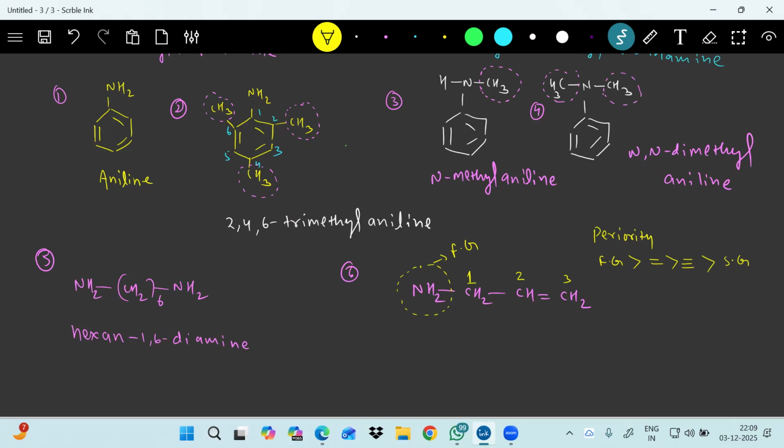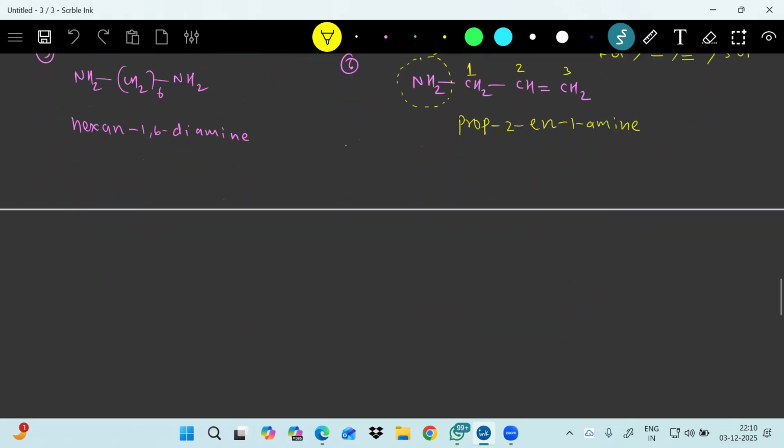Okay. Yes, sir. So now this is 3 carbon, so 3 carbon means prop. Very easy. Prop-en-amine. Remove it. Prop-2-en-1-amine. We have to now write the position for the NH2 group, because the NH2 group is present at the first carbon. Sir, position means we don't need to mention, right? No, we have to show it. Otherwise, how will you know?